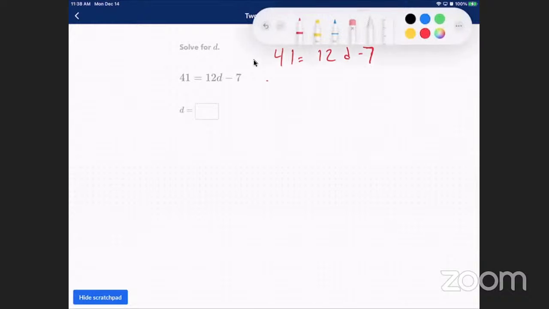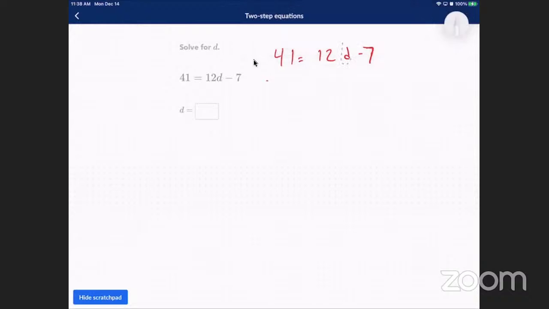Let's get this d to be a little bit closer. Okay, let me get this here.